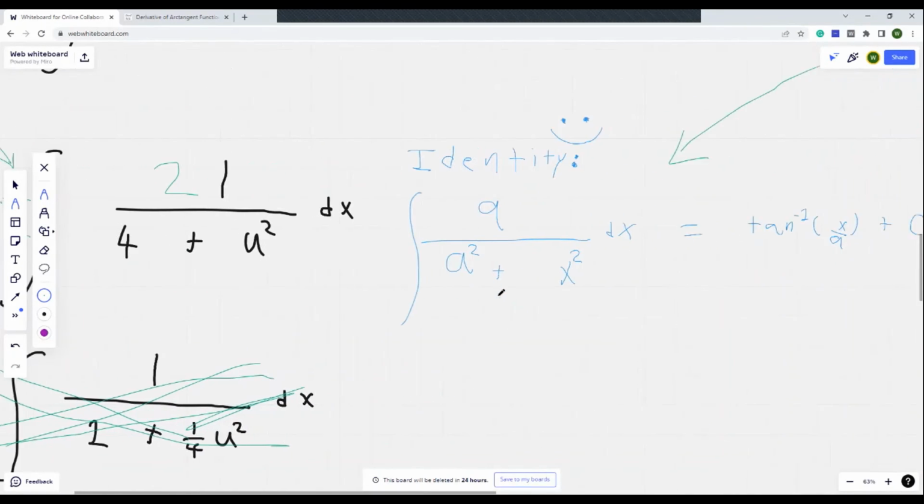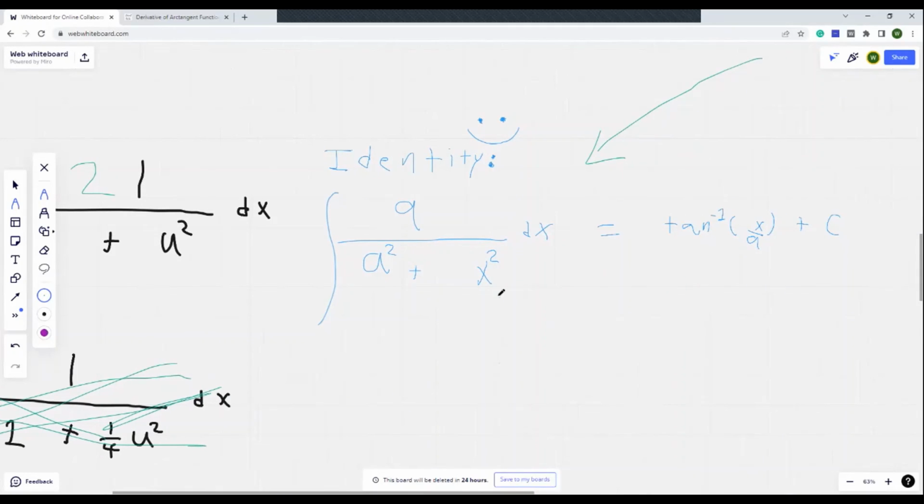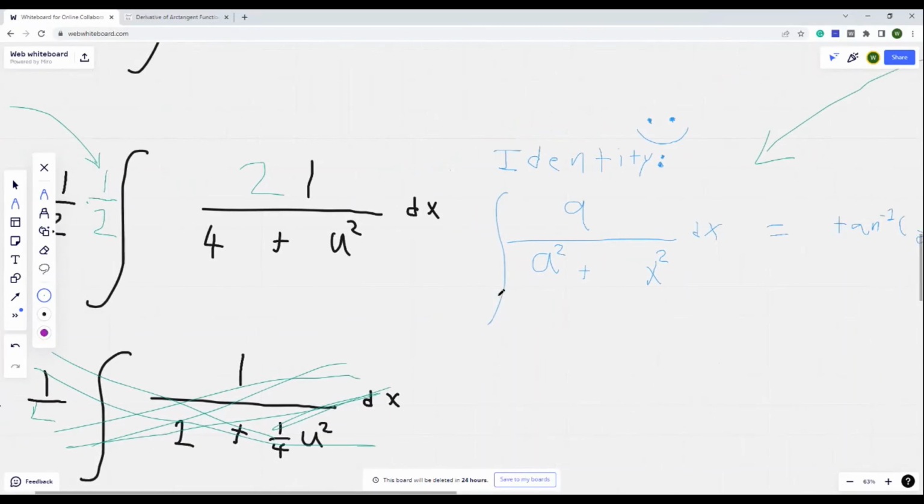So huge takeaway. There's a lot of identities related to derivatives and inverse trig functions. They can come in handy and they're good to keep in mind.